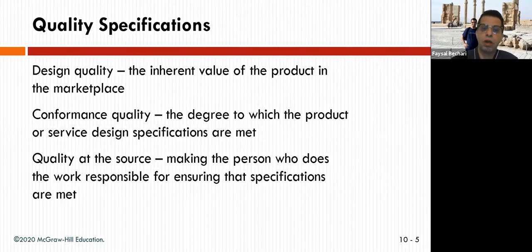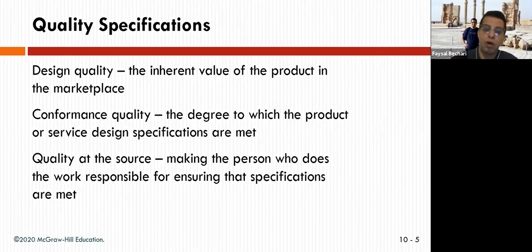Now, the quality specifications. First of all, we need to set up the quality specification. So the design quality is the inherent value of the product in the marketplace. So you need to see what's in the marketplace, what kind of quality there is. You need to have something of better quality if you're planning to compete in the market.